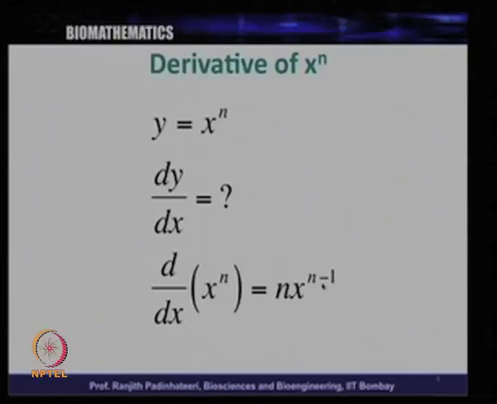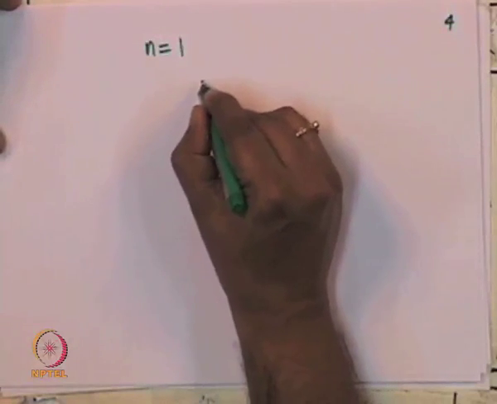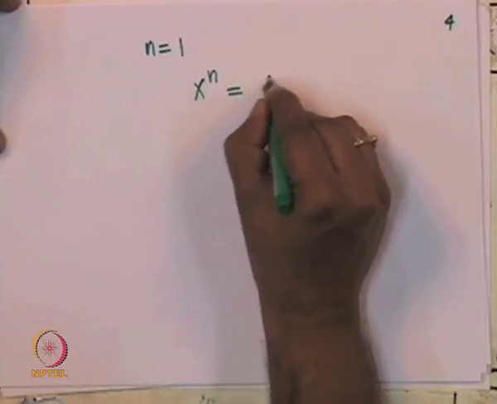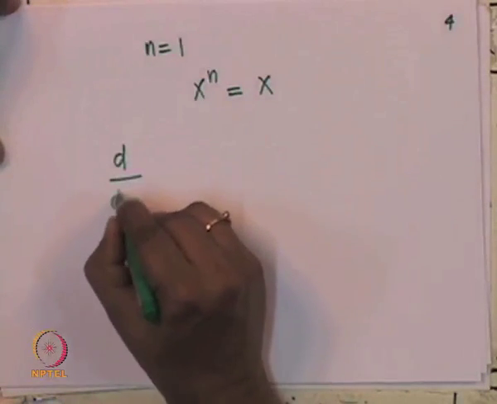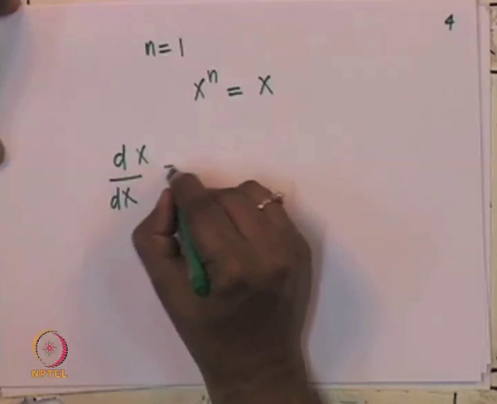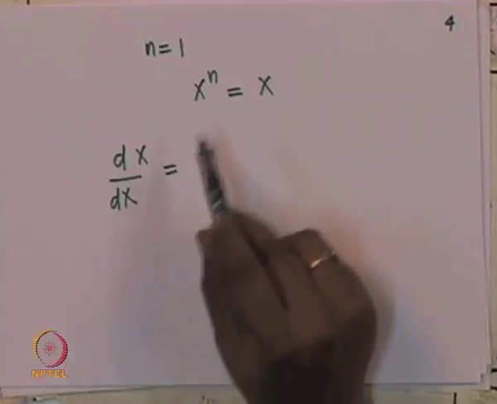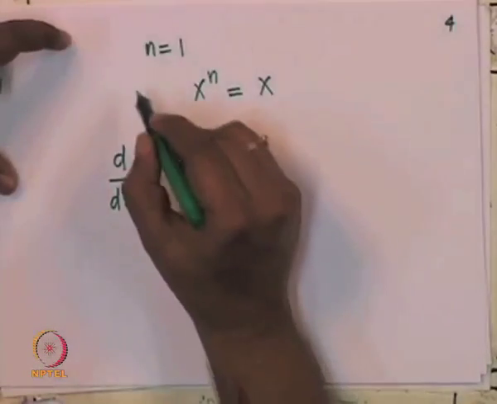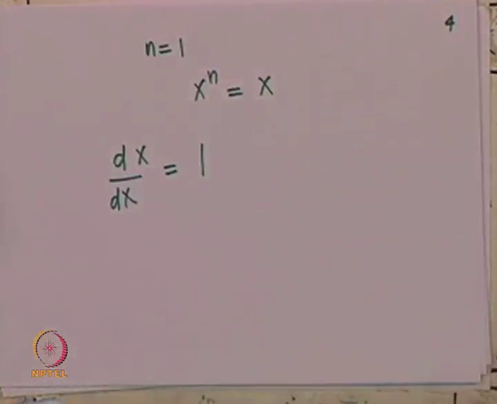So let us take some examples. We already saw some examples, and we already saw the first one. When n equal to 1, x power n is x, and the derivative of x is 1. We know that when n equal to 1, x power n is x, and dx by dx is 1. This much we know.